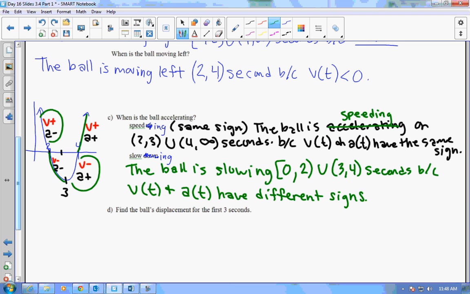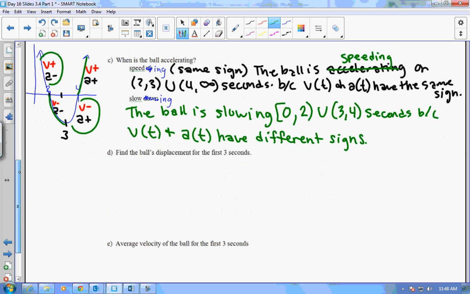Okay, part D says displacement. Go back to the first page. What's displacement? Vocabulary. Change of position. It's the ending position, subtract the starting position. We get out, what did I say, 55? Is that right? So, okay, we have a couple minutes here. So, finding the ball's displacement for the first 3 seconds.